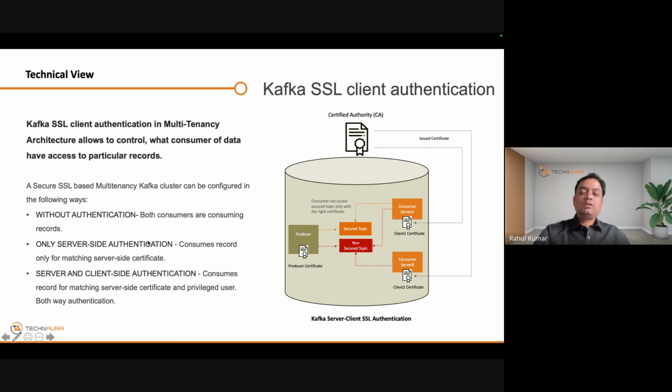So you can see that without authentication, both consumers are consuming the records. And then we have only server-side authentication, where consumers get records only for a matching server-side certificate. So this is the way this whole architecture works, and it is very important to have our Kafka secured with the multi-tenancy architecture for the safety of the data. As we are sending the data from IoT or maybe different sources, it should be secured. So this is how the technical side of Kafka SSL security works.